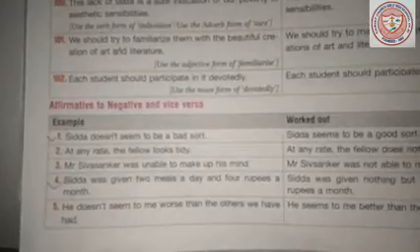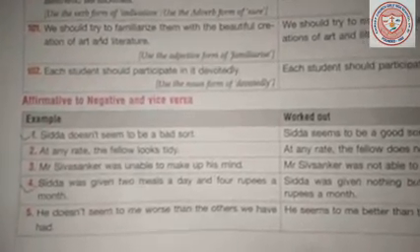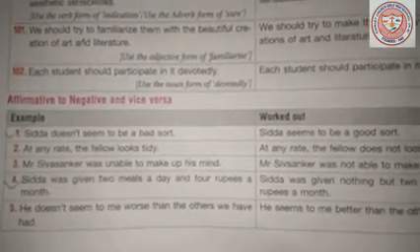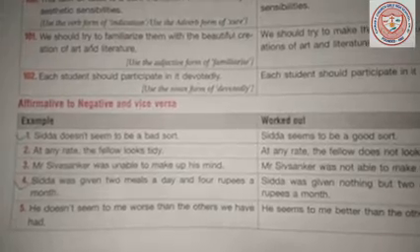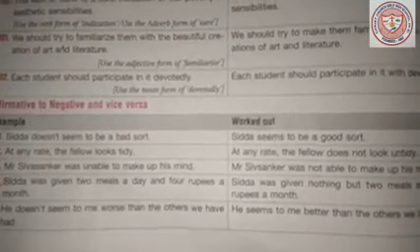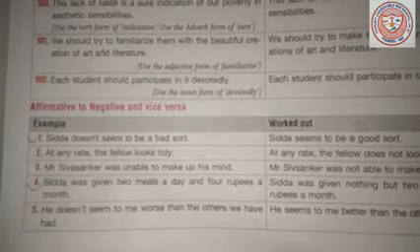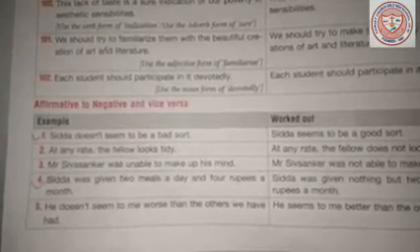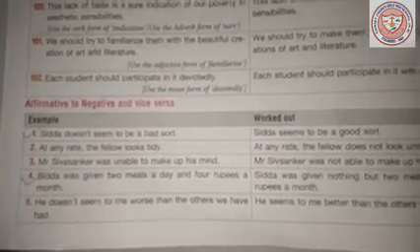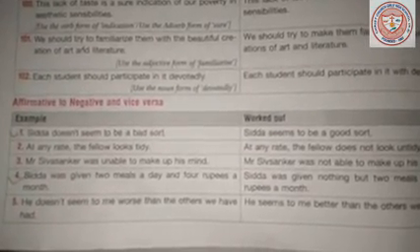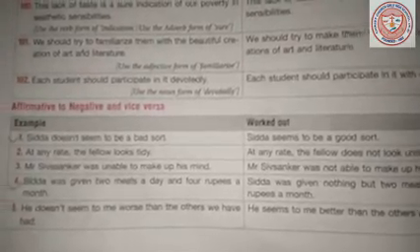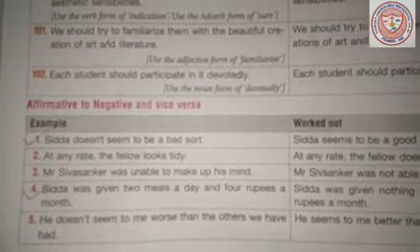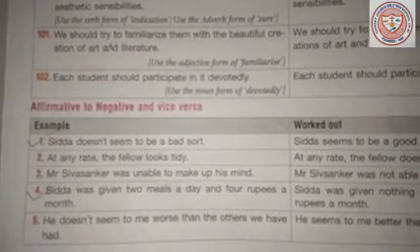Okay, so number 1 is, Siddha doesn't seem to be a bad sort. This is a negative sentence. If it is transformed, Siddha seems to be a good sort. Okay, so affirmative and negative and vice versa. So Siddha doesn't seem to be a bad sort. It is a negative sentence, and if it is transformed into its affirmative form, it should be Siddha seems to be a good sort.